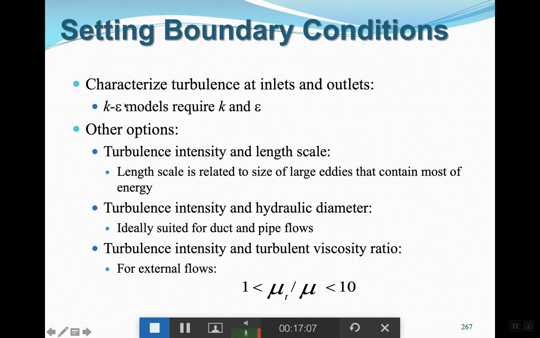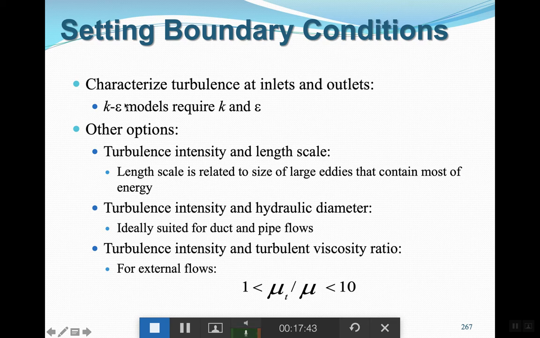So the other method is turbulence intensity and hydraulic diameter. This is the most common method we use, since for turbulence intensity we usually give a typical number around 10%, and hydraulic diameter either at the inlet or at the outlet can be easily calculated. So this one, especially for cases that you have a duct flow or pipe flow, where the hydraulic diameter can be calculated easily, you use this one.